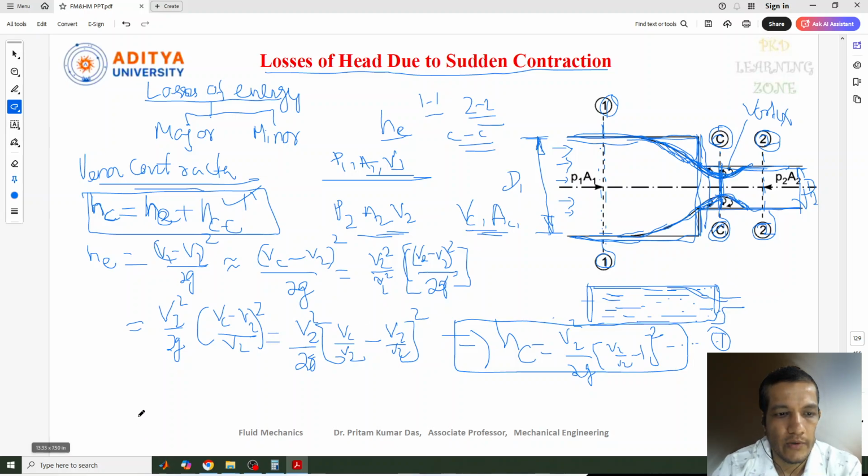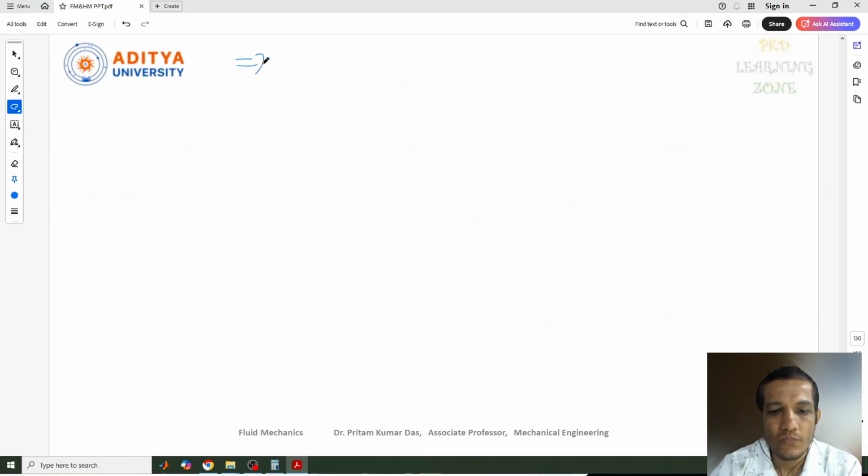Now again, we know from the continuity equation we can write AC VC equal to A2 V2. Previously we considered A1 V1 equal to A2 V2. Now our A1 is the AC, because from the vena contracta only we are starting. So again we can write VC by V2 equal to A2 by AC. In place of A2 by AC, we can write 1 by (AC by A2), and here I can put the value of this as 1 by CC.